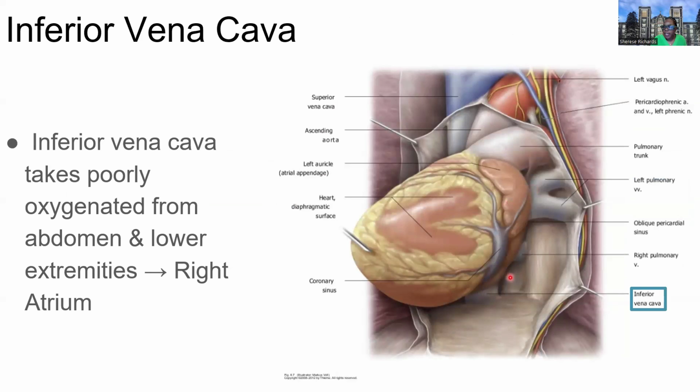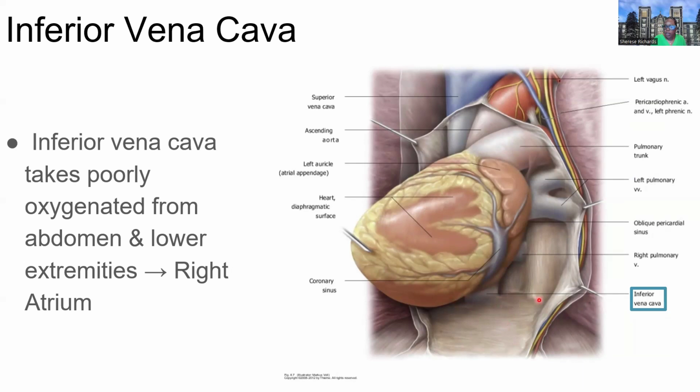Similarly, we have the inferior vena cava. So we talked about the origin of the superior vena cava and some of its tributaries or the veins that dump into the superior vena cava. We also have the inferior vena cava, and this receives poorly oxygenated blood from everything below the diaphragm. So all of your abdominal organs, all of your gastrointestinal organs that go through the portal circulation eventually go to the liver, and then the hepatic veins from the liver are going to come back to the inferior vena cava.